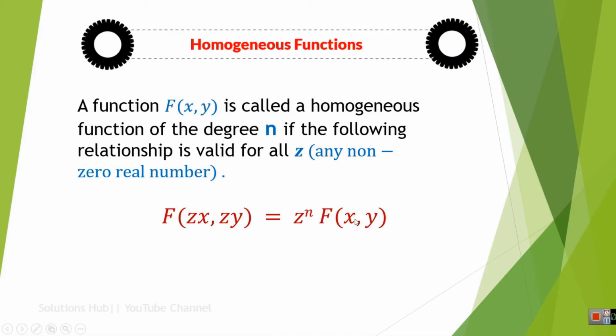So I'm going to explain how we can identify whether a function is homogeneous or not. You have to keep in mind the definition of a homogeneous function, that any function that satisfies, or can be transformed into, that particular relationship where z is any non-zero real number, will be called a homogeneous function. So let's see how we can check whether a function is homogeneous or not.